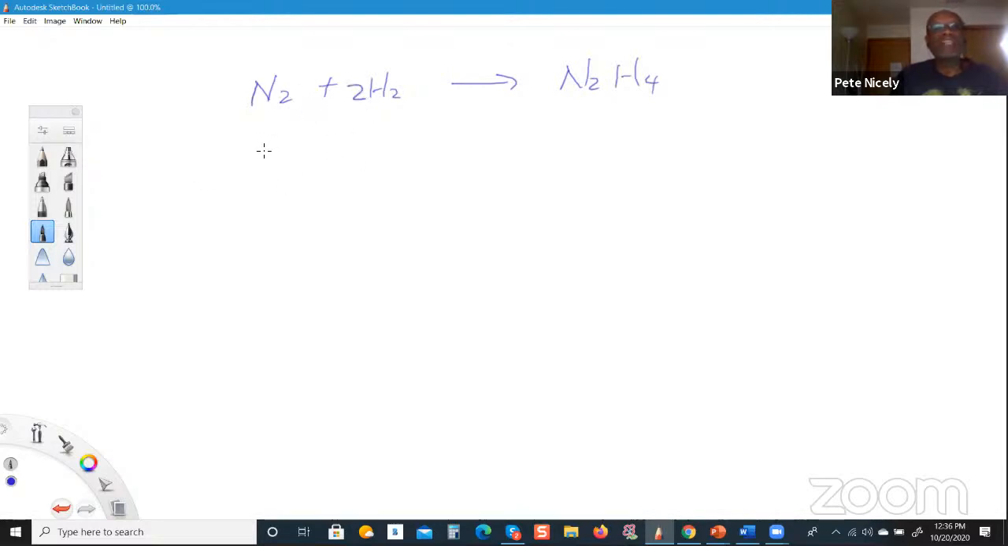Now, what I'm going to do is write down or draw the Lewis structure for each of these molecules so that you can see clearly the nature of the bonds within the molecules. So in the case of nitrogen, it is N triple bond N. There's a triple bond between the two nitrogen atoms. In the case of hydrogen, it's a single bond between the two atoms of hydrogen. And there are 2 of them. And then over here, in the case of hydrazine, it's N bonded to N, bonded to H, bonded to H, H over here, and H over here, all right?